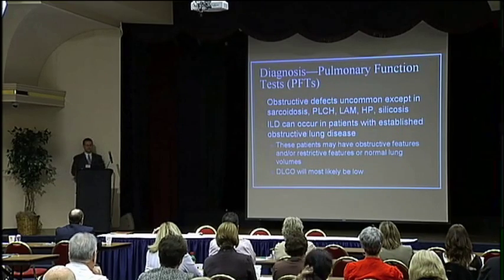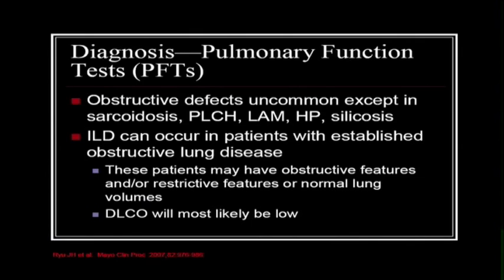Obstructive defects can be seen in some interstitial lung diseases, including sarcoidosis, pulmonary Langerhans cell histiocytosis, LAM, hypersensitivity pneumonitis, and silicosis. Interstitial lung disease, of course, can occur in patients with established COPD or obstructive lung disease, and then it becomes sort of tricky. These patients can have both obstructive and restrictive features, and they may even have normal lung volumes, but the DLCO will likely still be quite low because, again, they have two processes now instead of one. So some of the findings of restriction can be overcome by their obstructive physiology, but again, their DLCO will be low.